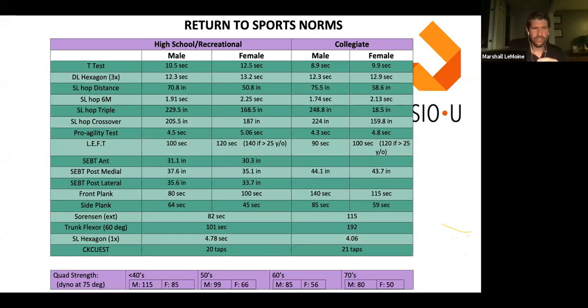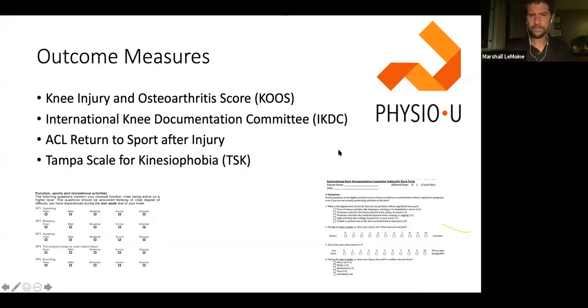Not everyone's going to jump that, but it should be in the ballpark, I would hope, right? If someone's going to just do a single hop for distance, right? 70 inches, 50 inches, 75, 58, right? Great. You should be close to that. So that way they're not just sandbagging. So that's good. All right.